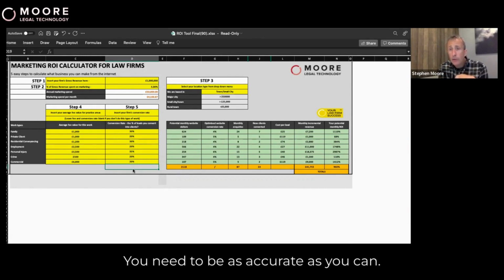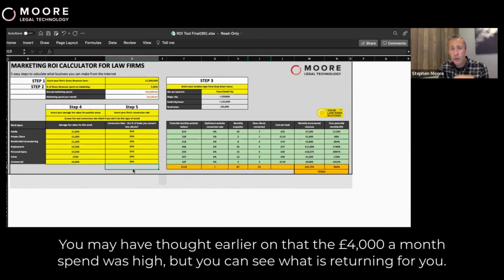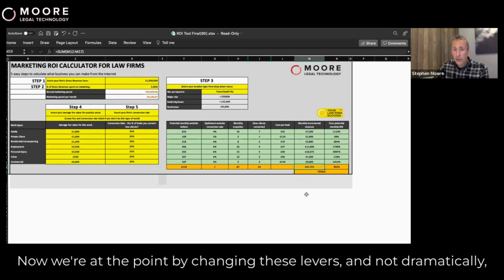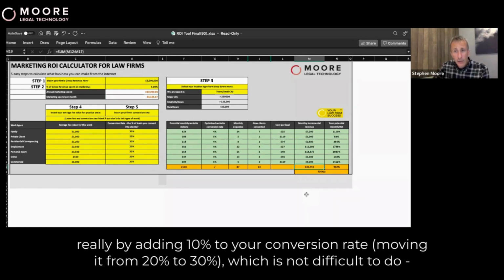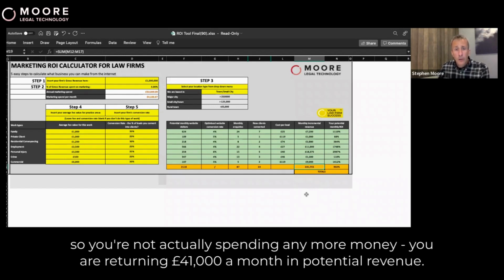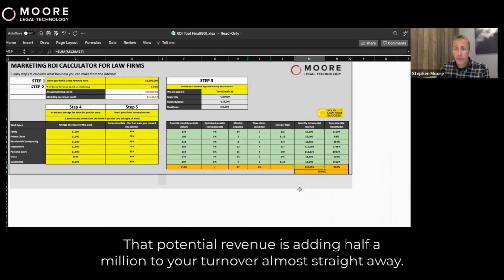You need to be as accurate as you can. You may have thought earlier on that the £4,000 a month spend was high, but you can see what it is returning for you. Now we're at the point, by changing these levers, and not dramatically, really by adding 10% to your conversion rate, moving it from 20% to 30%, which is not difficult to do, so you're not actually spending any more money, you are returning £41,000 a month in potential revenue. That potential revenue is adding £500,000 to your turnover almost straight away.